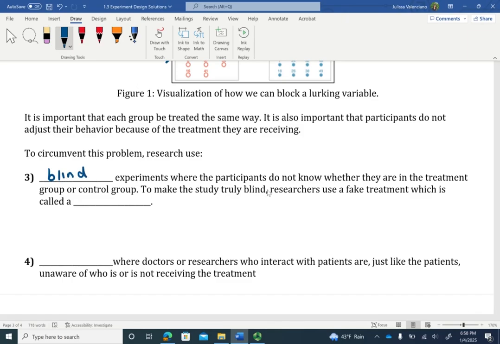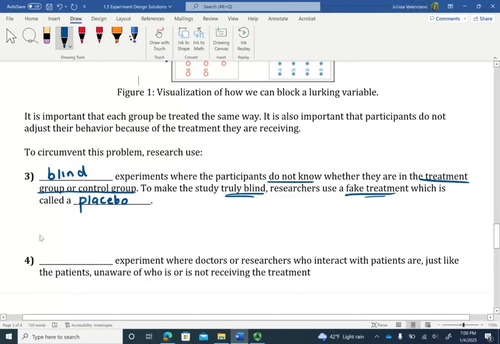A blind experiment is where the participants do not know whether they are part of the treatment group or the control group. To make the study truly blind, researchers use a fake treatment, which is called a placebo. Okay? So in our experiment above, it could have been the case that researchers made all the patients believe that they did get a stent. Now, if you're testing a new drug the participants need to take, a placebo would be a fake pill that you give the control group so that they think that they're also receiving the drug that is being tested.